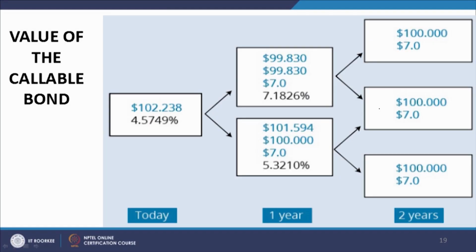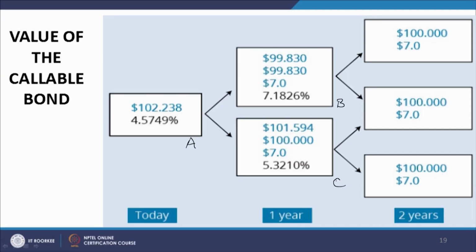Now, if you look at this tree carefully, let me again name the nodes. This is node A, this is node B, and this is node C. Now, if you look at node B, what you find is that the computed price, that is 99.830, is less than 100.